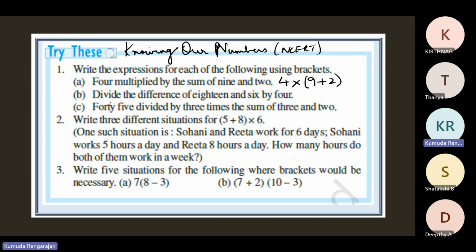All right. Next one. Divide the difference of 18 and 6 by 4. So 18 is this number, 6 is this. Divide. What should you divide? The difference of 18 and 6 by 4. Yes, Satakshi. How do you express the difference of 18 and 6, Satakshi? Yes, ma'am. 4 divided open bracket 18.